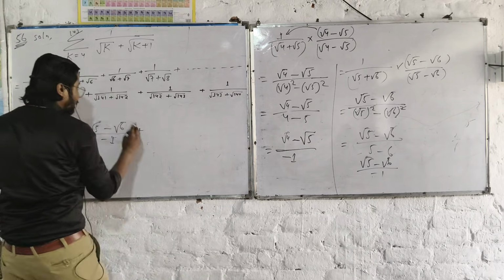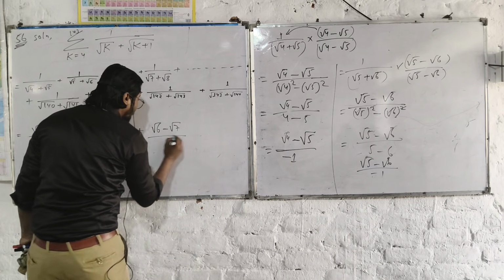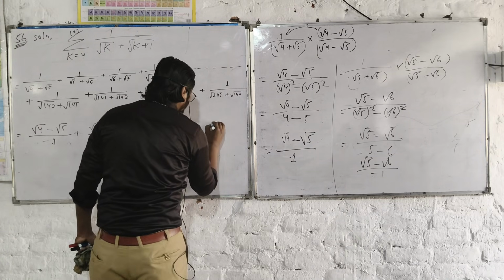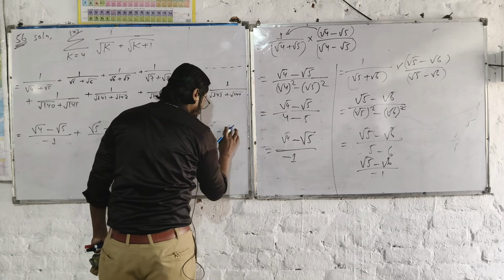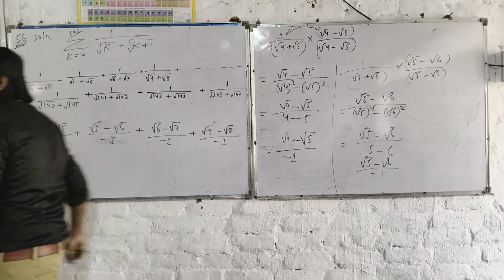Let's come here. Under root 6 minus under root 7 upon minus 1. You tell me here. Under root 7 minus under root 8 upon minus 1. You'll get minus 1 here.